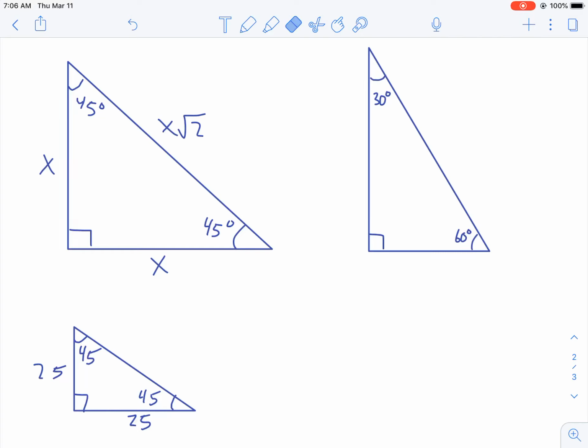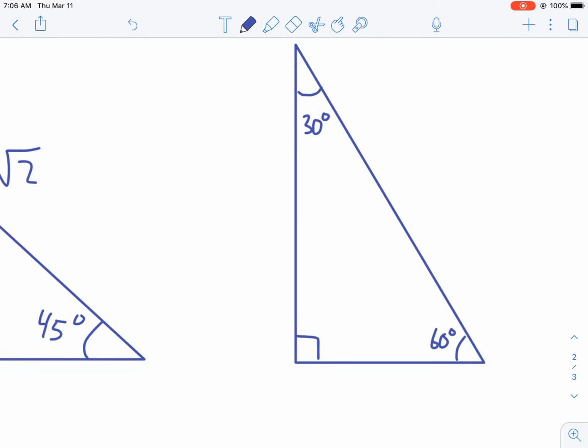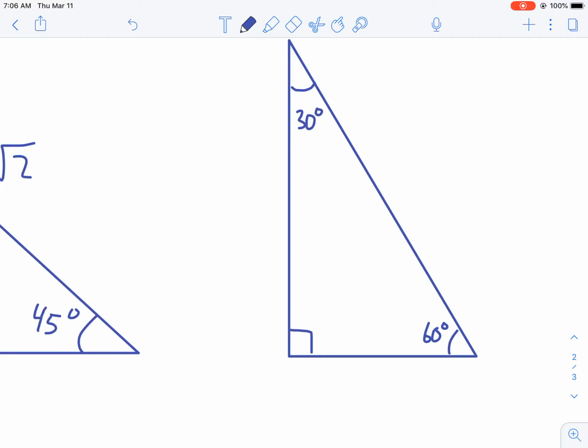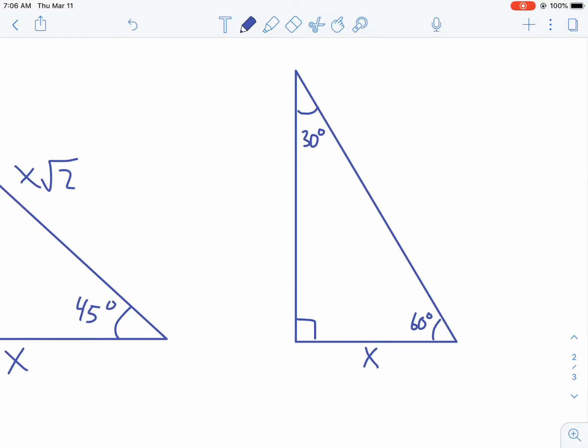Now, the one that's a little bit harder is the 30, 60, 90, because it has two different legs. For this one, the smallest leg, the one across from the 30, is going to be your x. I'll say this is the short leg, because it's obviously smaller than that side. So the short leg is x. The longer leg is going to be x radical 3.